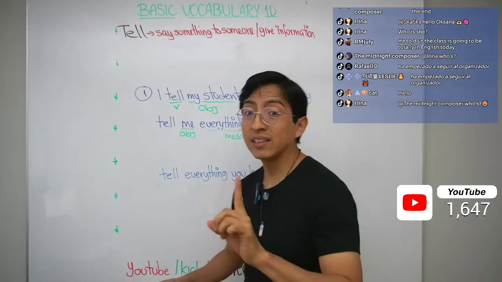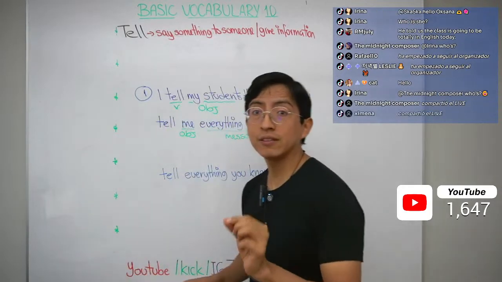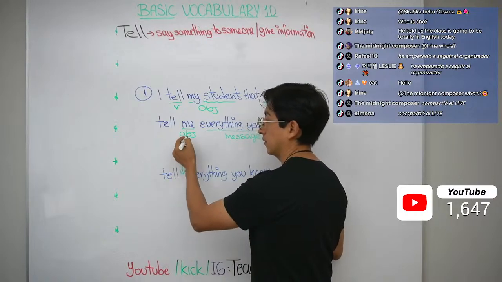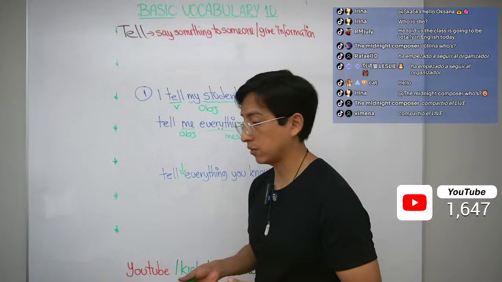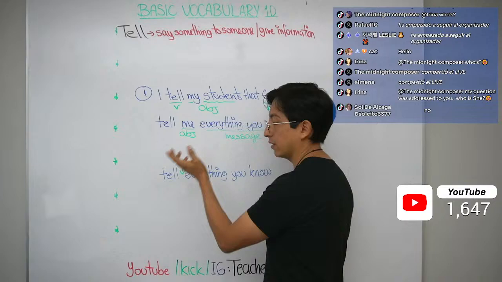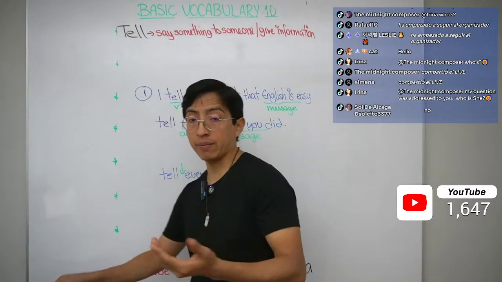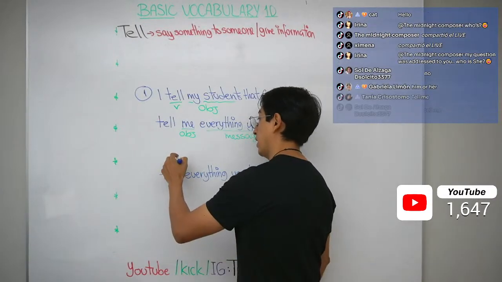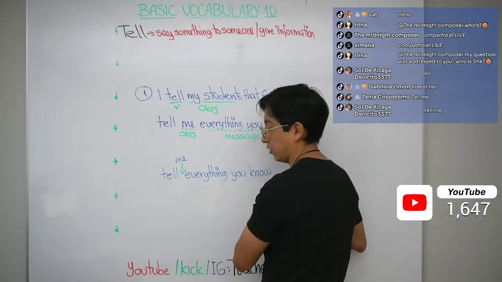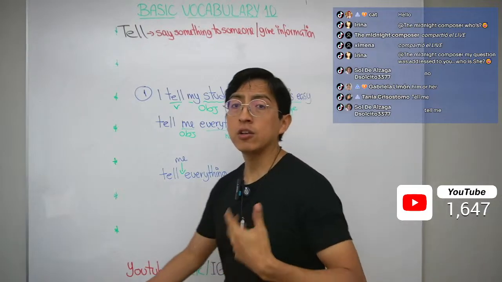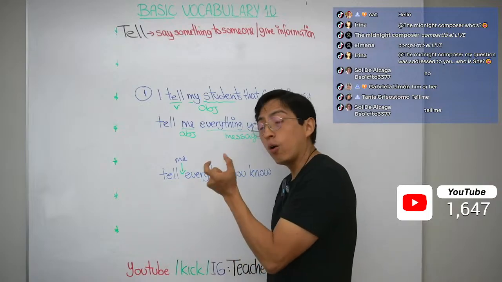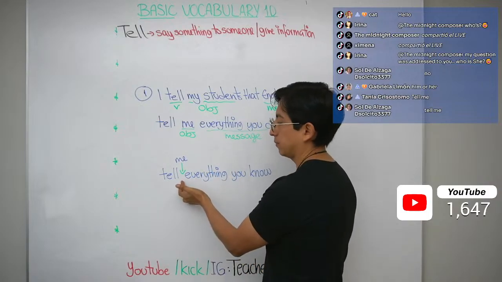Well, this is incomplete. Yep, this is incomplete. Why? Because we need something here. What do we need? The object. We need the object. Maybe you can say, tell me everything. Tell me everything you did or everything you know. Tell the teacher everything you know. Tell your parents everything you know. Okay, so we always need an object.